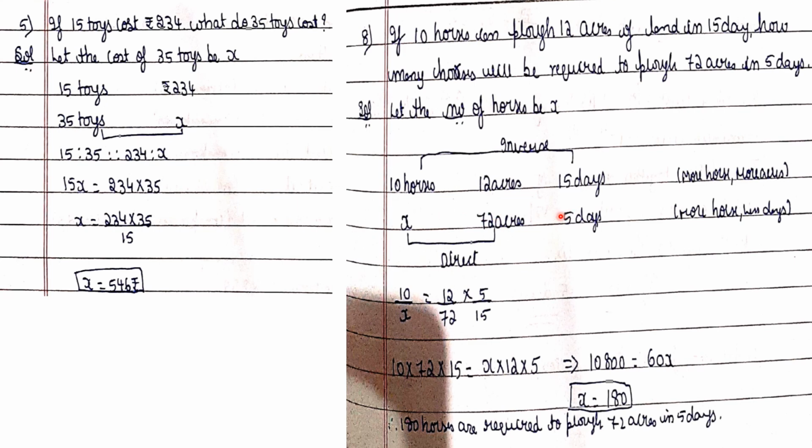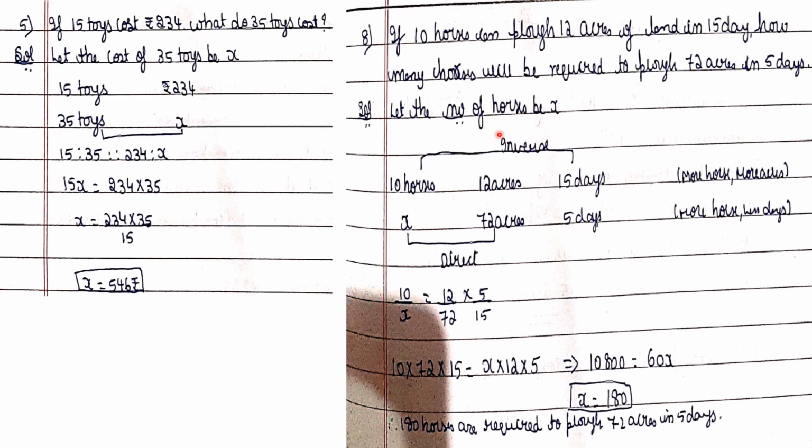Whenever you have these type of problems, wherever you have x, that is horses, what has to be found has to be compared with each of the others. So horses and acres have to be compared first. You have 10 horses, so keeping 10 horses into consideration, you can plow 12 acres. In the same way, for 72 acres, you require more horses. So this will be taken in direct proportion, horses and acres.